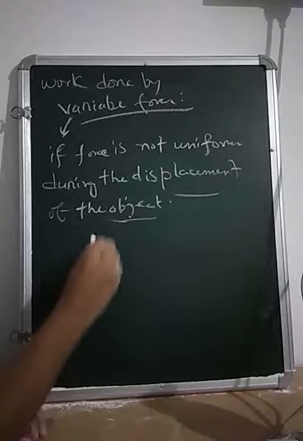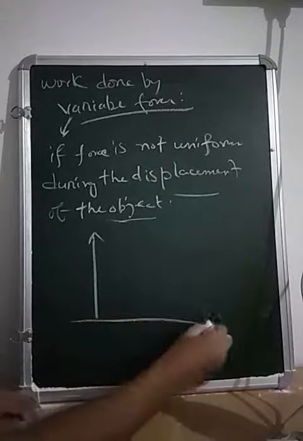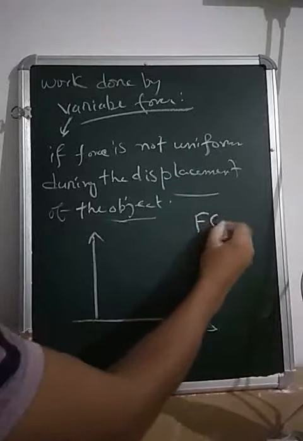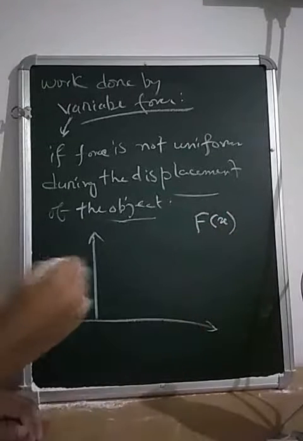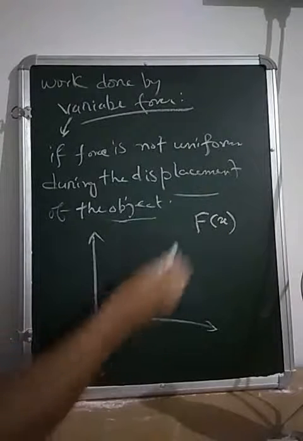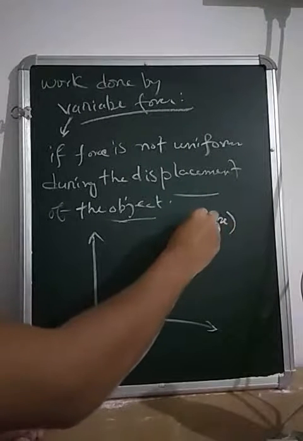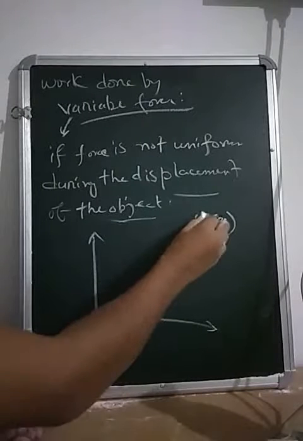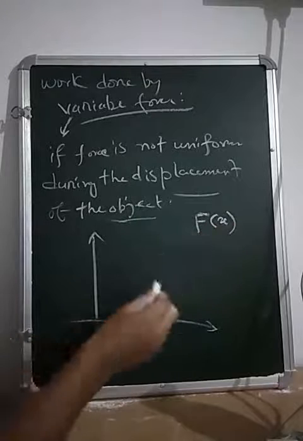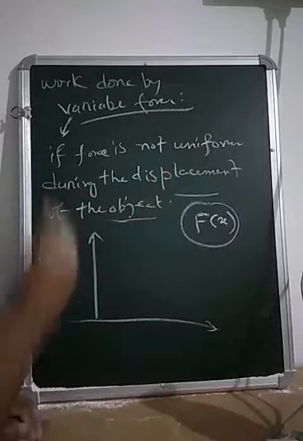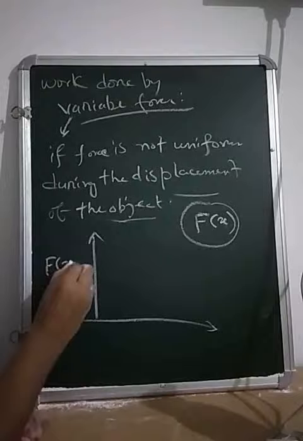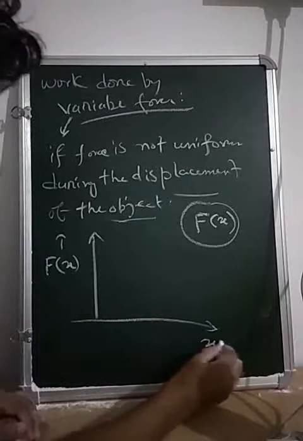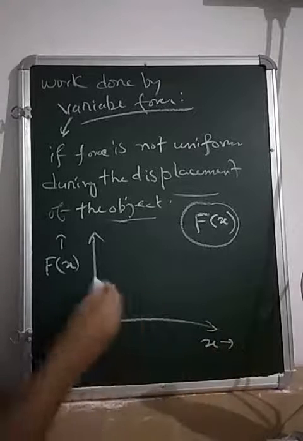Suppose we see the graph of variable force. How do we represent variable force? We represent it as F(x). F(x) means it is a function of x. When x changes, that is, when displacement changes, the force will also change. Force is a function of displacement, and we represent this as F(x). Here x is the displacement in the x direction.